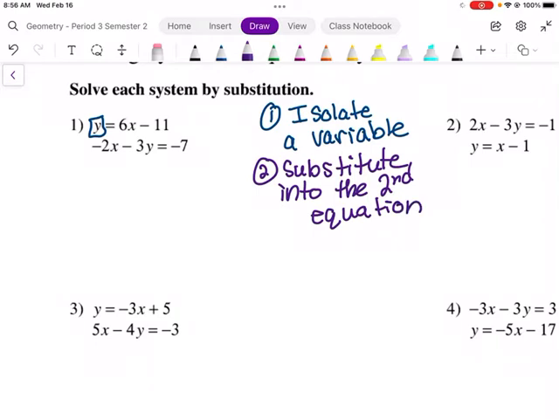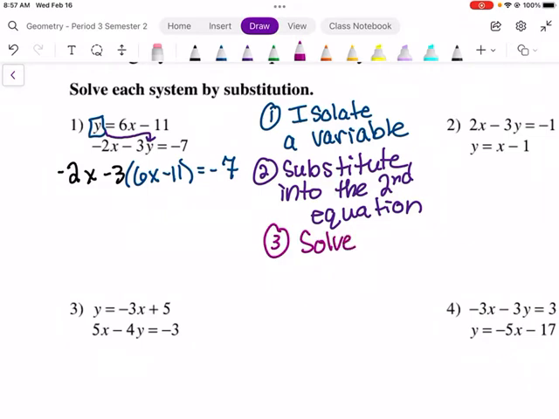So what that means is we know y is equal to 6x minus 11. So we're going to take that and we are going to plug that in for y in our second equation. So we're going to have negative 2x minus 3 times 6x minus 11, because we know that's what y is equal to. Then once you're there, you are going to finish the problem by solving for the variable.